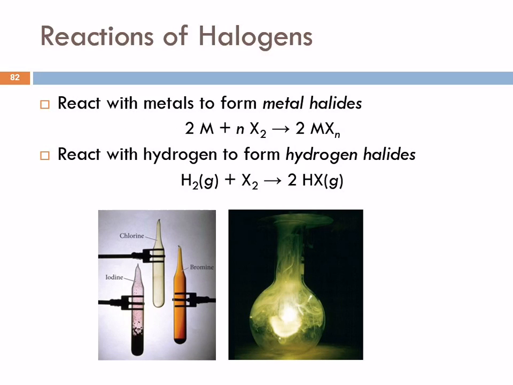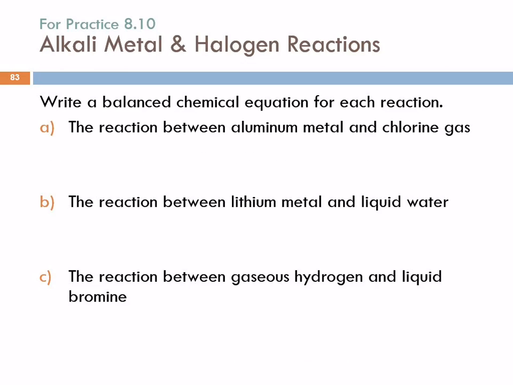So we see that these react with metals to form metal halides. Halogen is the name of the group. Halide is the name of the ions that the halogens form. And they react with hydrogen to form hydrogen halides. And so then we should be able to predict some of the reactions.